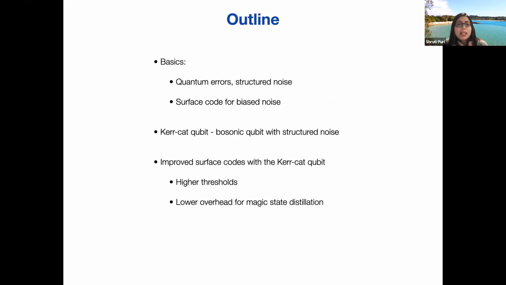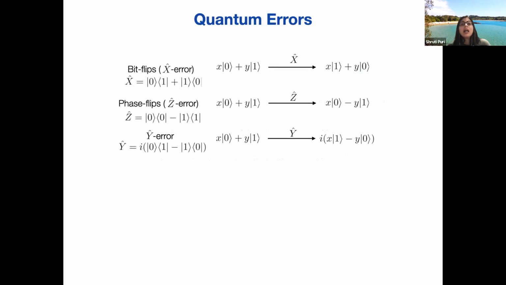So with that, we'll come to the outline of the talk. Firstly, I'll introduce the basics. We'll look at what I mean by structured noise. We'll look at surface codes for structured noise. Then I'll tell you what the Kerr-cat qubit is. And then I'll tell you how you can improve the surface codes with the Kerr-cat qubit.